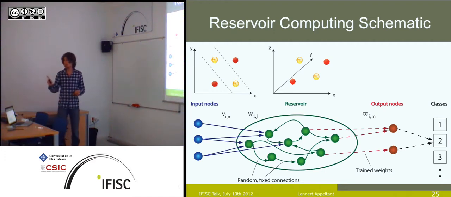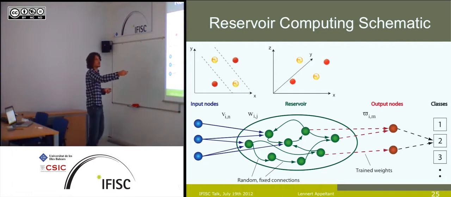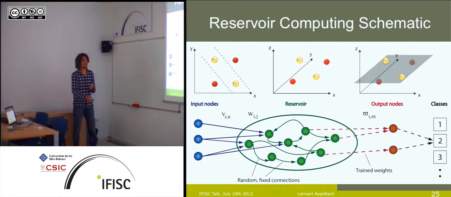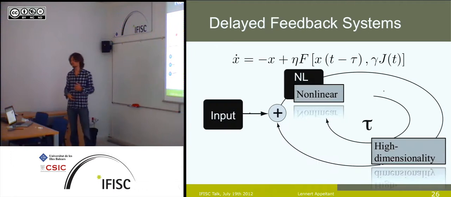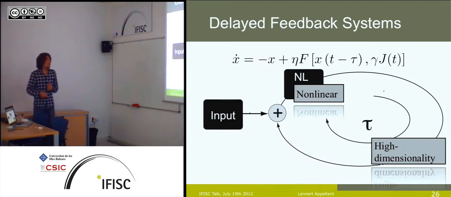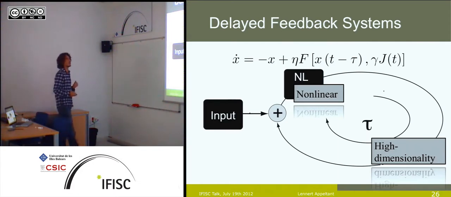It will not solve the problem. It will not generate the plane here. The generation of the plane is done by the last layer. What the reservoir does is it just transforms the problem from non-linearly separable to linearly separable. Now we want to use these delayed feedback systems to make this reservoir layer.